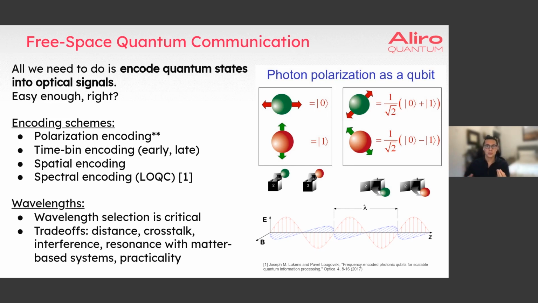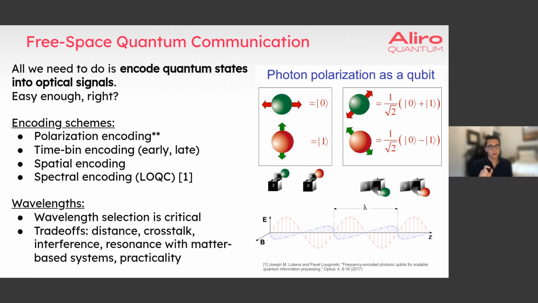So the point is here, there's no right way or single way to properly encode quantum states into photons. There are many levers we can pull. There are many degrees of freedom we can leverage of a photon to encode quantum states. They each have trade-offs.